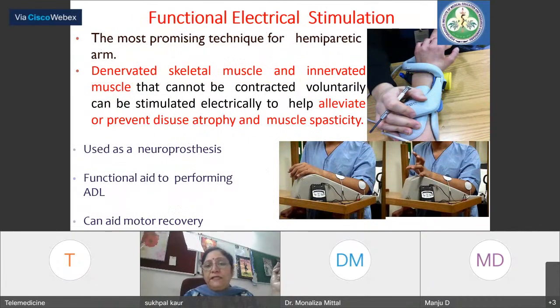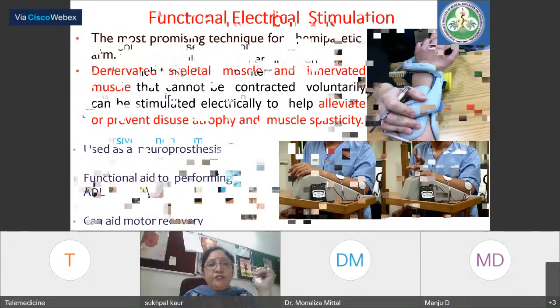This is another common therapy which is being used in the majority of the hospitals. This is the functional electrical stimulation. It is the most promising technique for the hemiparetic arm. It involves wherein the denervated skeletal muscles and innervated muscles that cannot be contracted voluntarily can be stimulated electrically to help alleviate or prevent disuse atrophy and muscle spasticity. So it is used as a neuroprosthesis, and it is a functional aid for performing the activities of daily living and can aid the motor recovery of the patients.